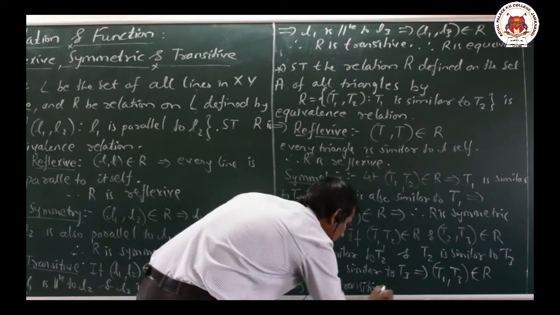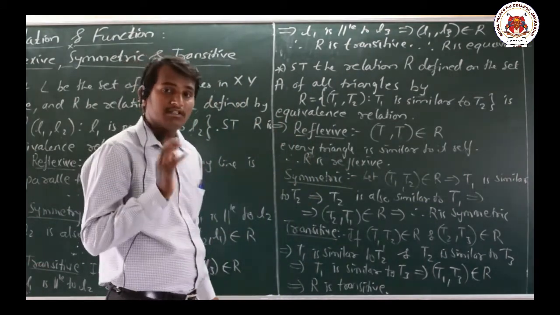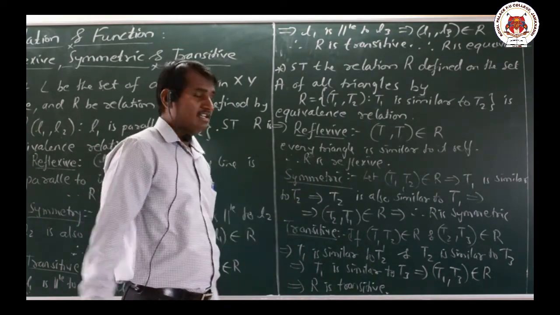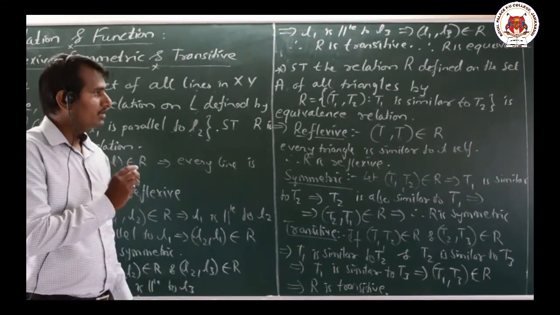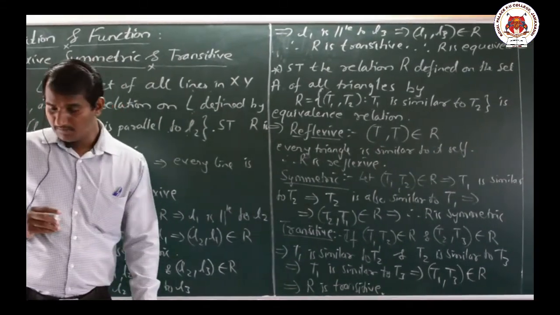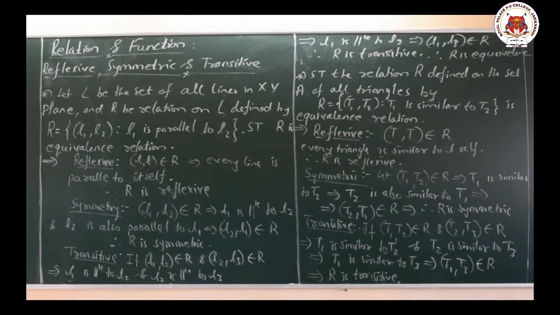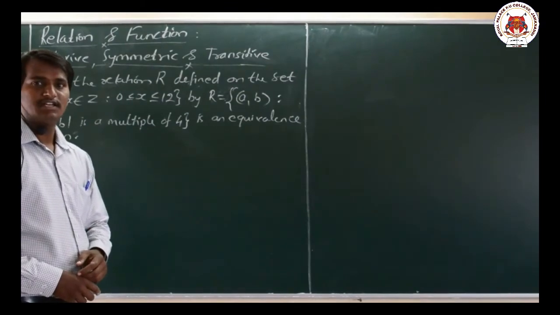R is transitive. That means here it satisfies all three conditions, that is reflexive, symmetric and transitive. Okay dear friends, it is also an important problem asked in your question paper. Please pause the video to note it down. Now let us start with the next problem.